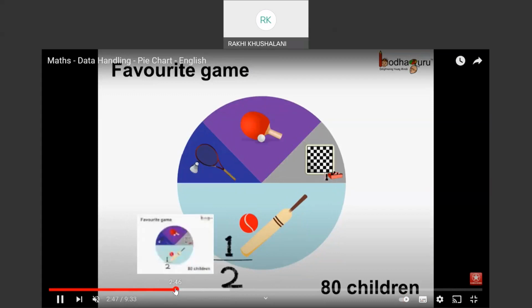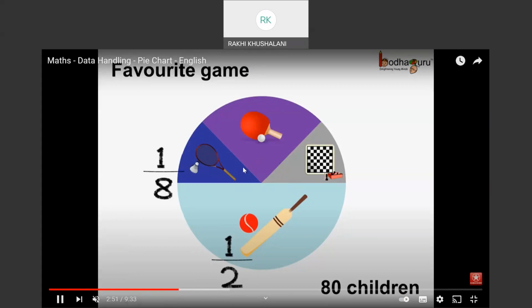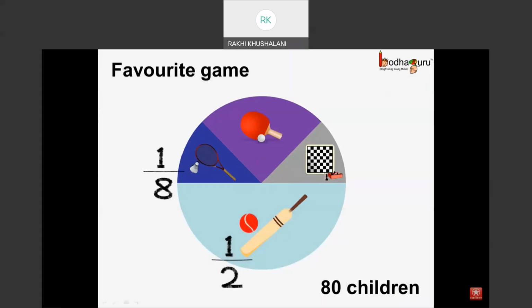So half means out of 80, half have taken cricket. That means 40 children have gone for cricket. Now 1/8 have taken badminton. That we will calculate. And how do we calculate? I will show you. 1/4 have gone for table tennis, and again 1/8 portion of children have gone for chess.